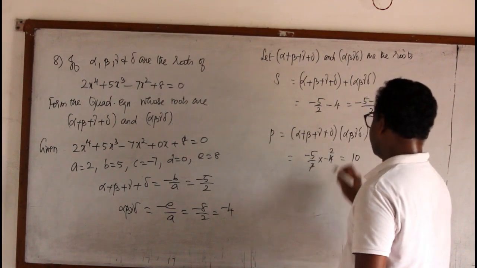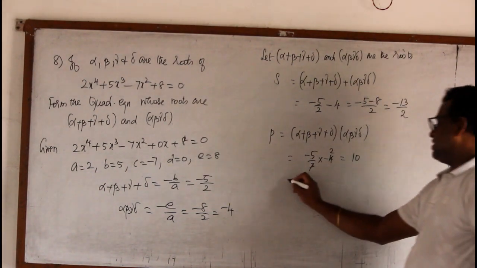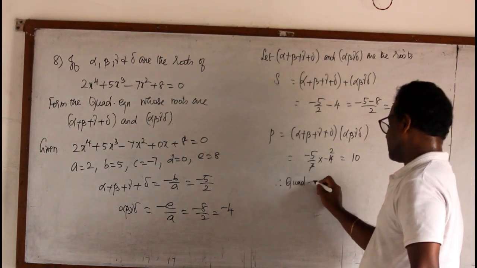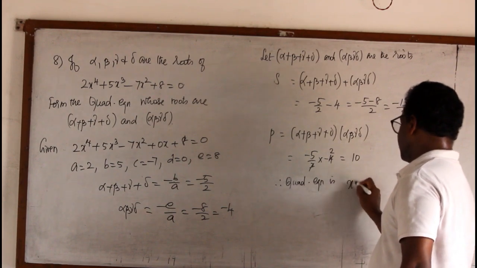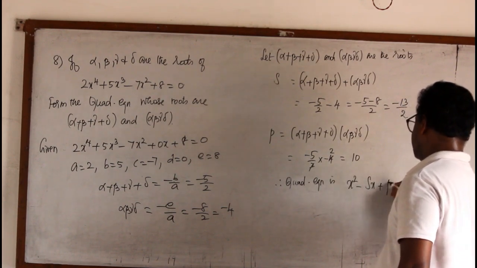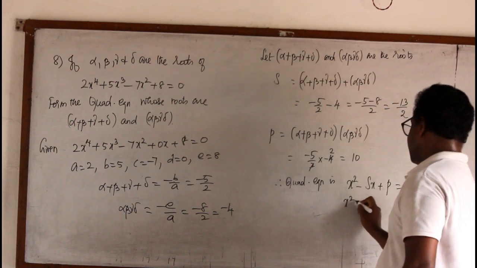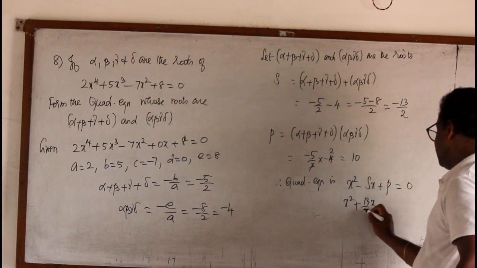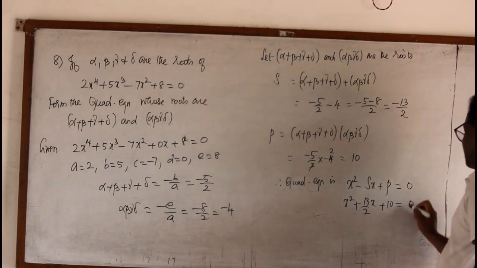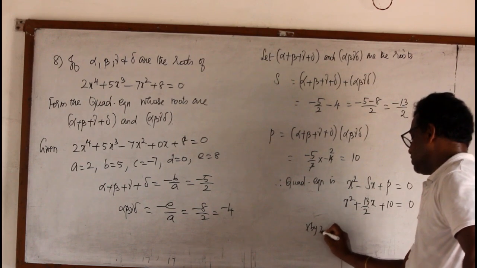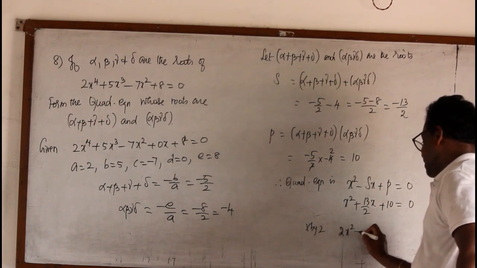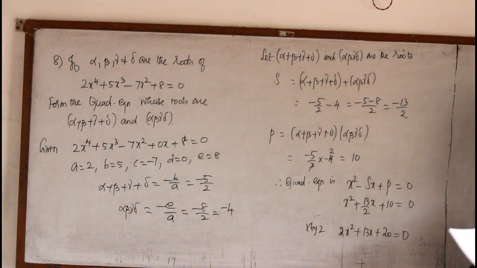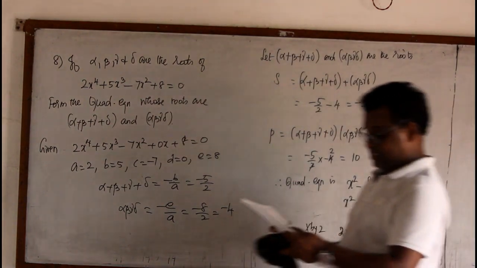The 2's cancel. Therefore, the quadratic equation is x^2 - sx + p = 0. That is x^2 + 13x/2 + 10 = 0. When you multiply by 2, we get 2x^2 + 13x + 20 = 0, which is the required quadratic equation.